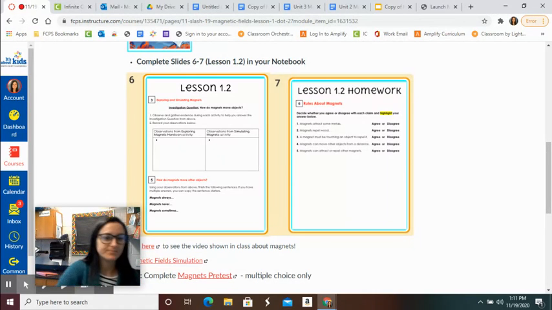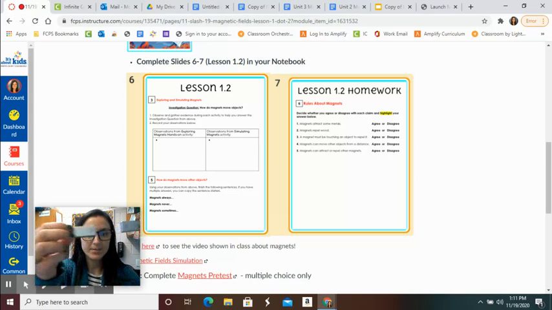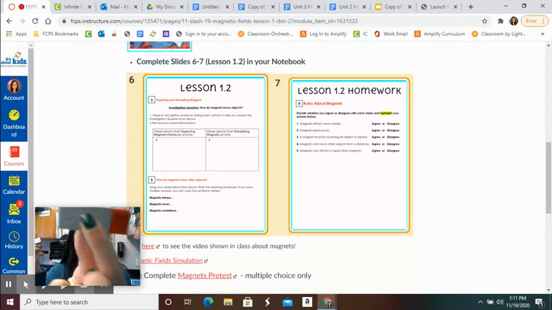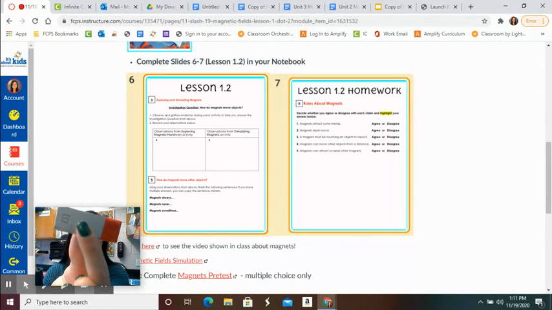So for the hands-on, I did two things. The first thing I did was I showed I have magnets, and these would have been magnets that I would have had you use in class. And what you can see is that it has an S and an N on it. The S stands for South Pole, and the N is the North Pole.